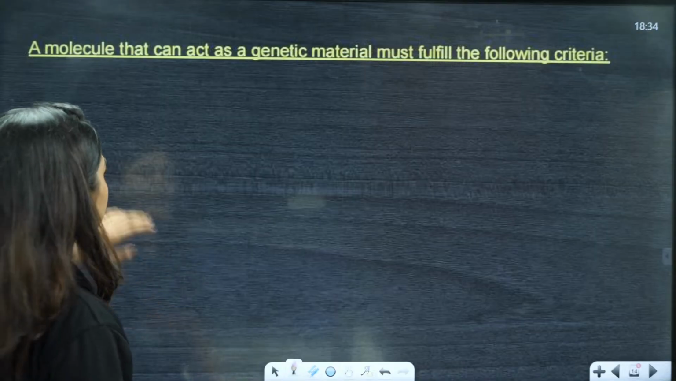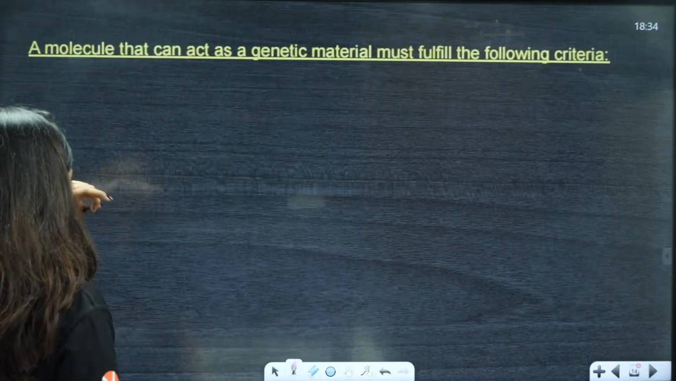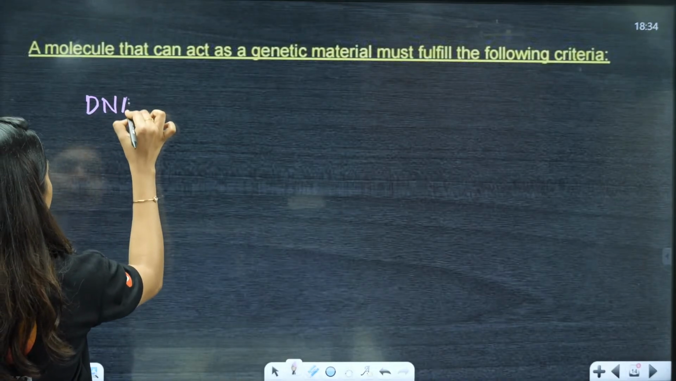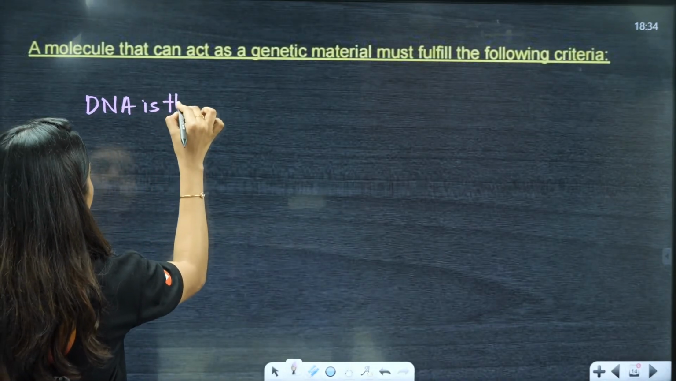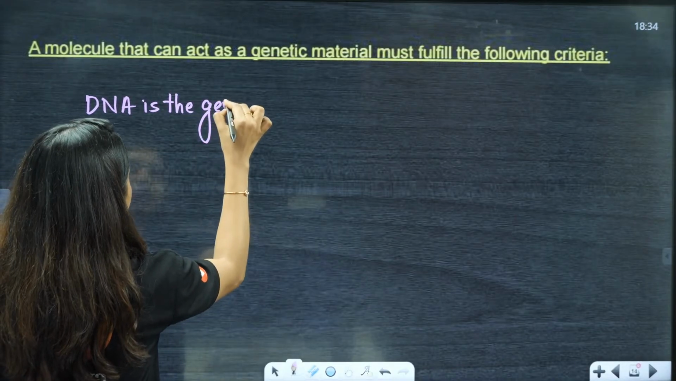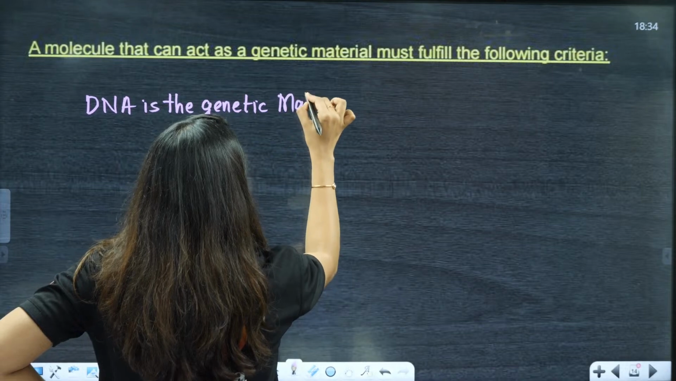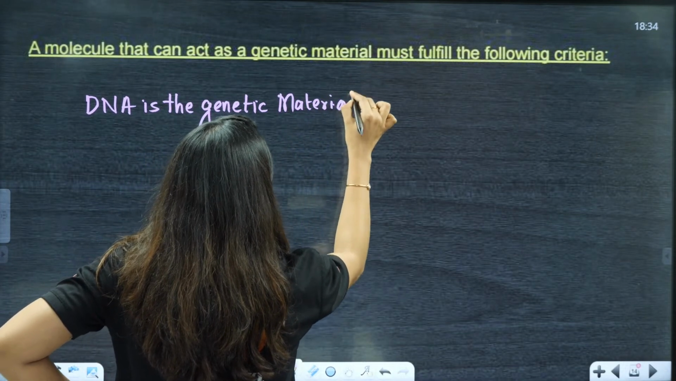Okay, look here students, a molecule that can act as a genetic material. So I told you, now it is confirmed that DNA is the genetic material. DNA is the genetic material.